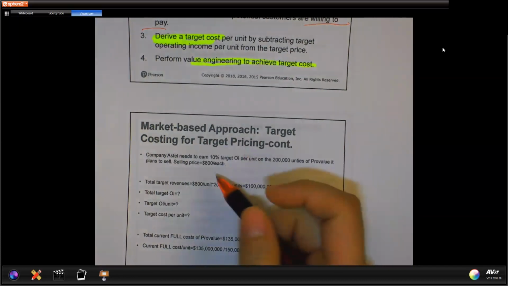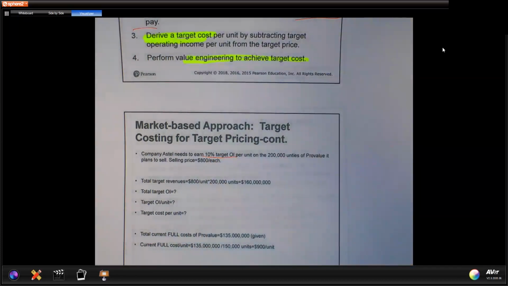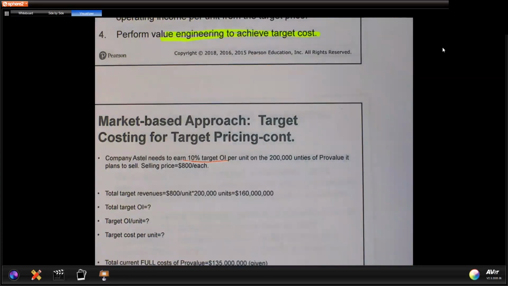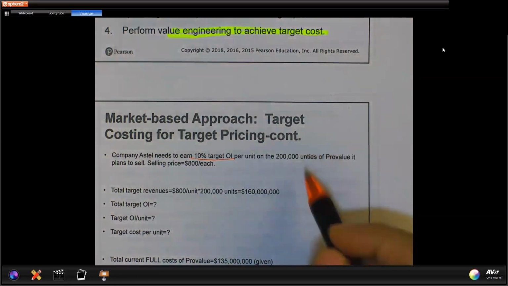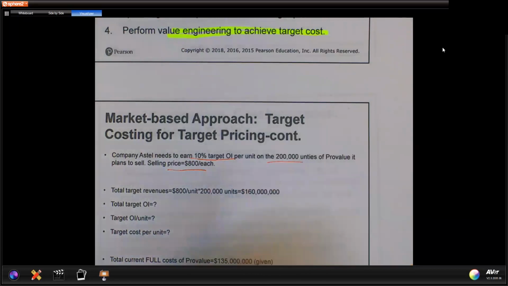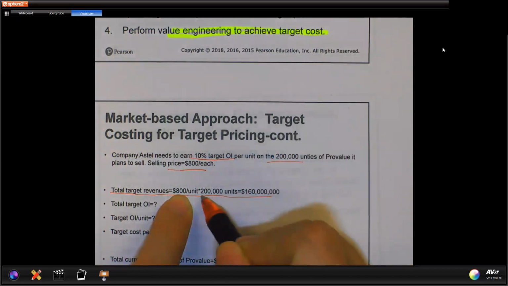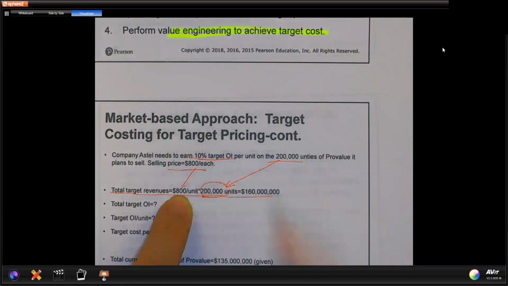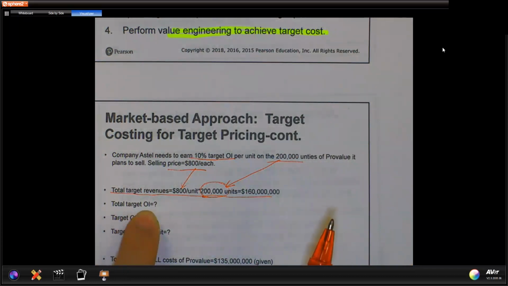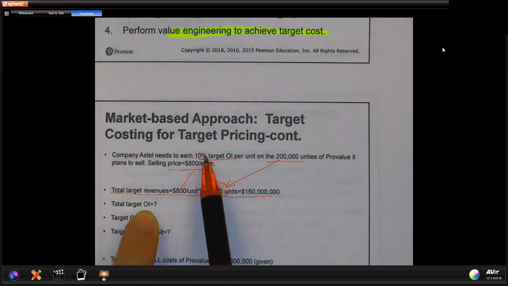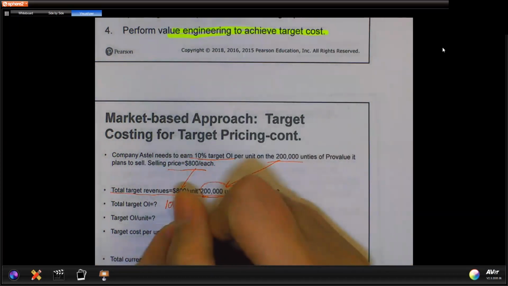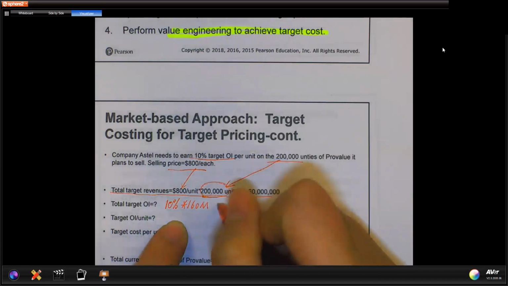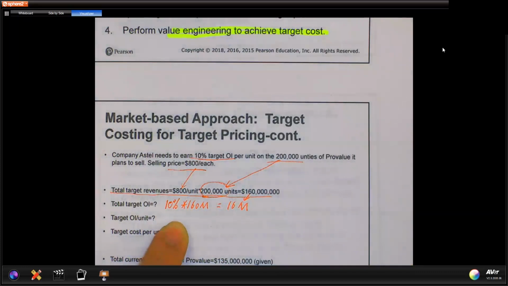Okay, so the company needs to earn 10% of the operating income. They want to earn 10% of your revenue as the income, based on the units you are going to sell and the selling price. So our total revenue will be easy, right? The units you are going to sell is 200,000, and the selling price is $800 each. So our targeted revenue will be $160 million. And our targeted operating income will be 10% of the revenue. So 10% of our 160 million will be 16 million as our total operating income.